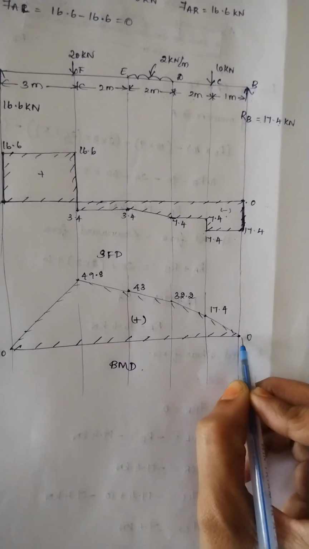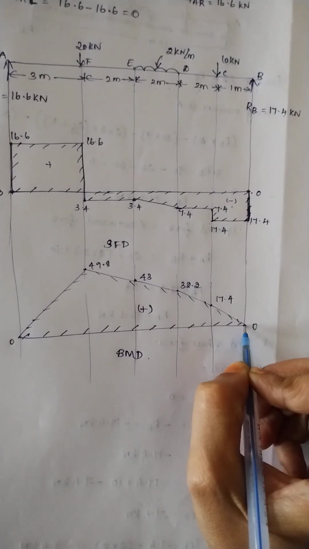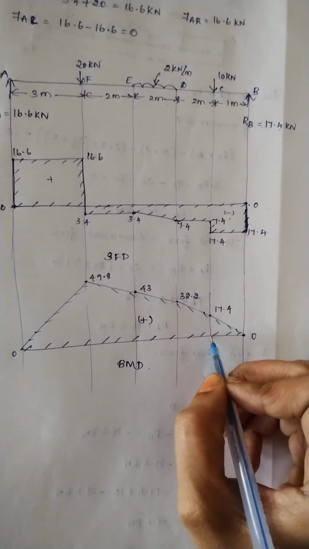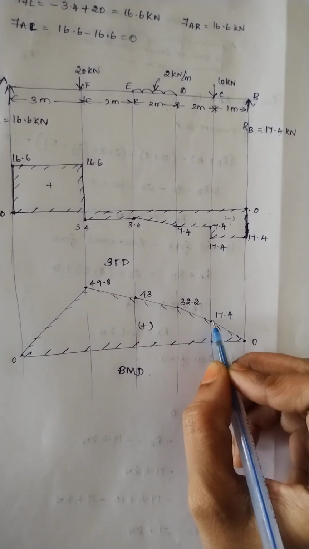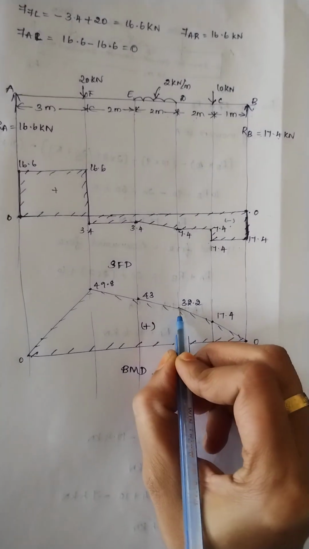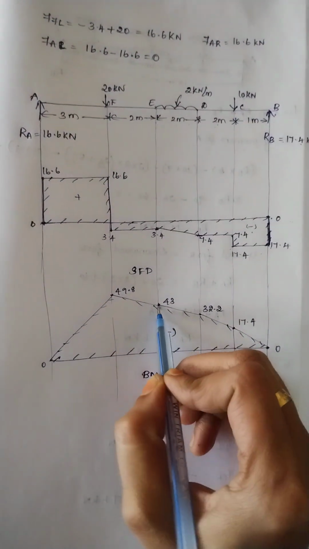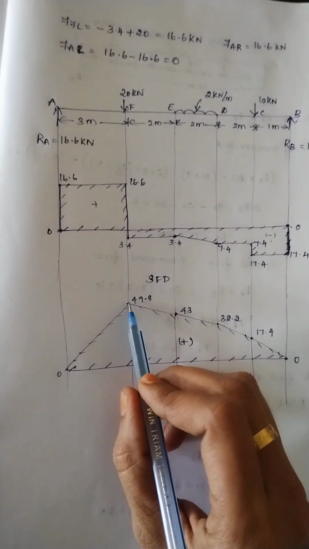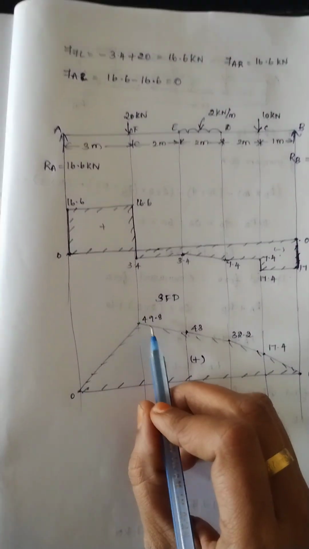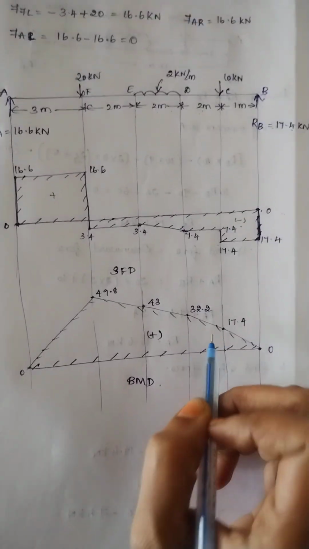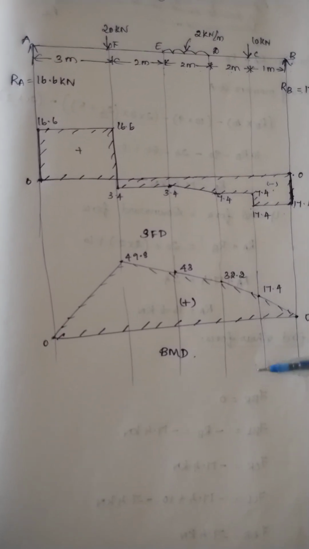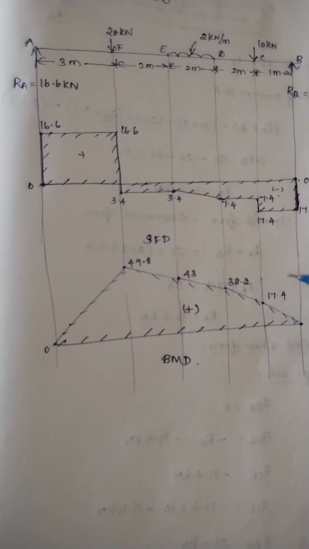MB the value is 0. Therefore, we have to mark on the axis line. Then for MC the value is plus 17.4. Therefore, for positive we have to mark above the axis line 17.4. Then for MD 32.2, for ME 43, MF 49.8 and for MA the value remains 0. The value is gradually increasing, therefore the line comes like this. This is the procedure for drawing the shear force and bending moment diagram for a simply supported beam.